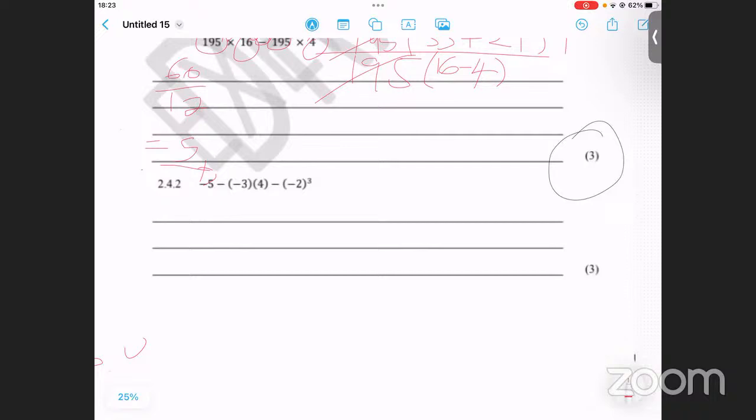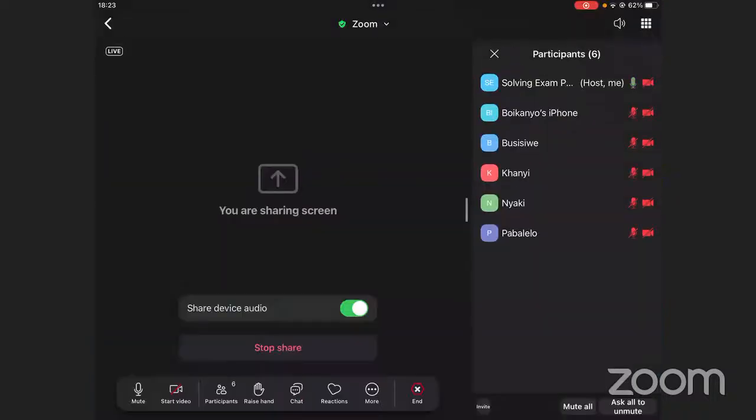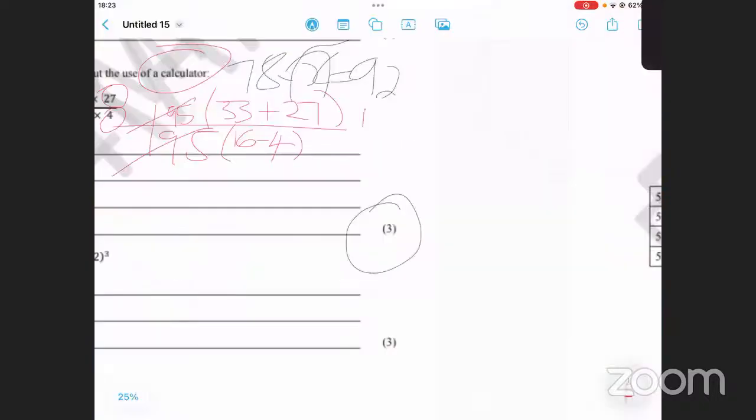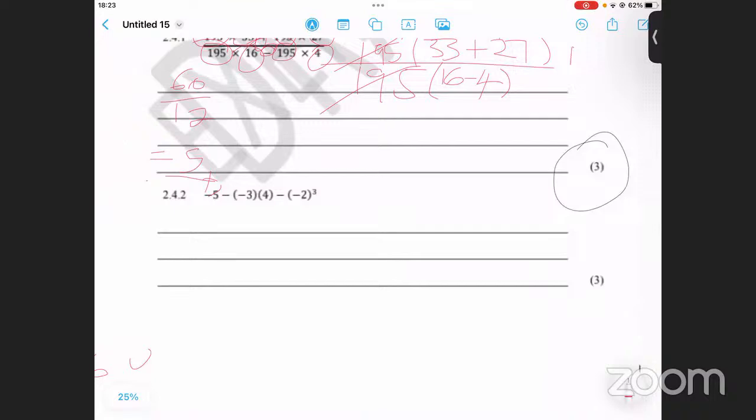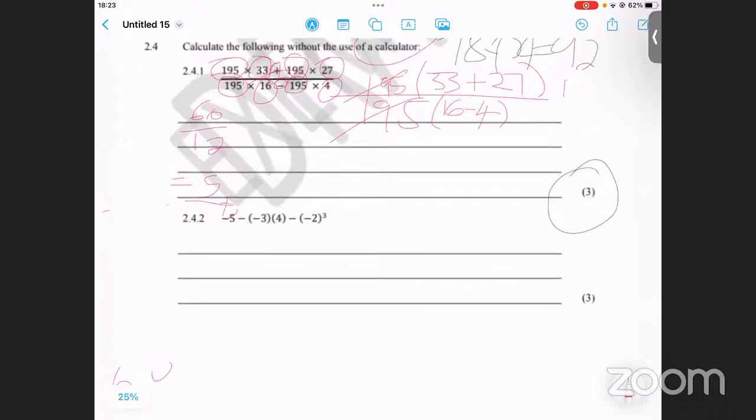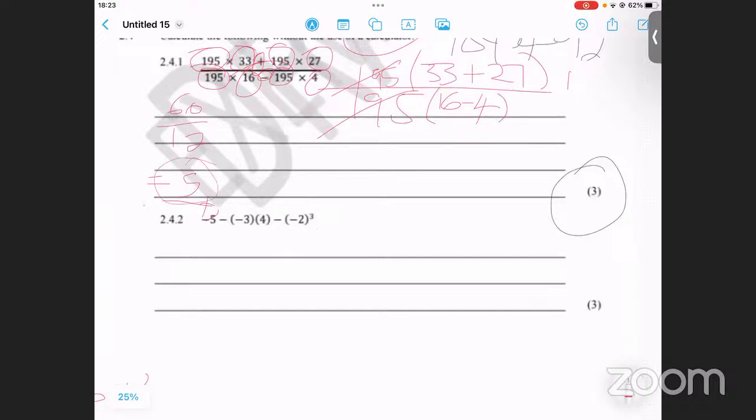Let's see who's in here. We have Kani Bawalelo. Okay, let's give it to Kani. Kani, how are we going to calculate this without the use of a calculator? You can only use the calculator to confirm if your answer is correct. You see, we calculated this whole thing, and it gave us 5. So for you to verify if this is correct, you can punch this whole thing on your calculator, right? Then that is how you're going to see that your answer is correct.